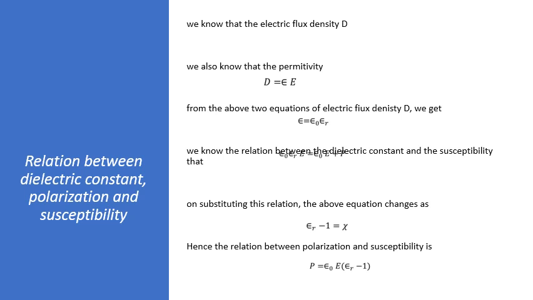If we substitute epsilon R minus 1 as chi, then a new relation comes here, that is P is equal to epsilon 0 chi E, where chi is epsilon R minus 1. That is called polarization. So there is another relation between polarization and susceptibility.